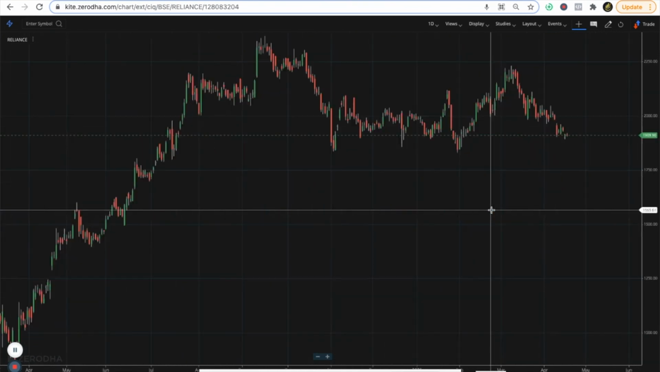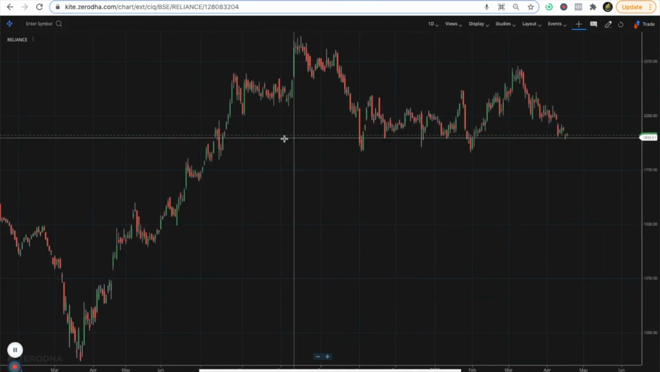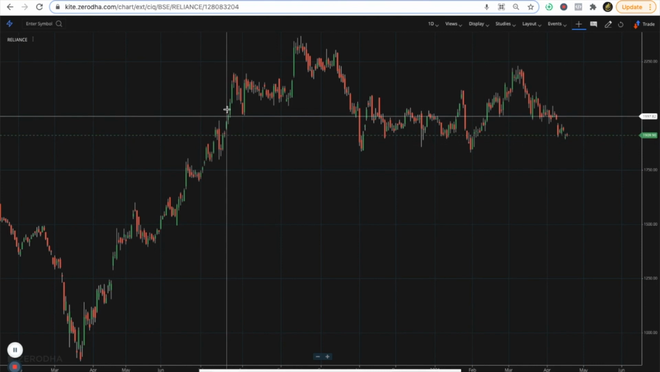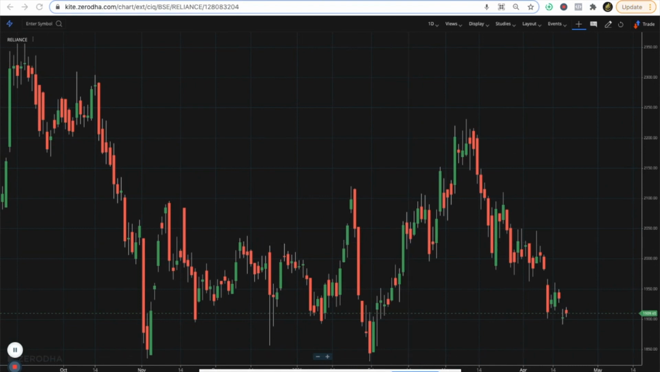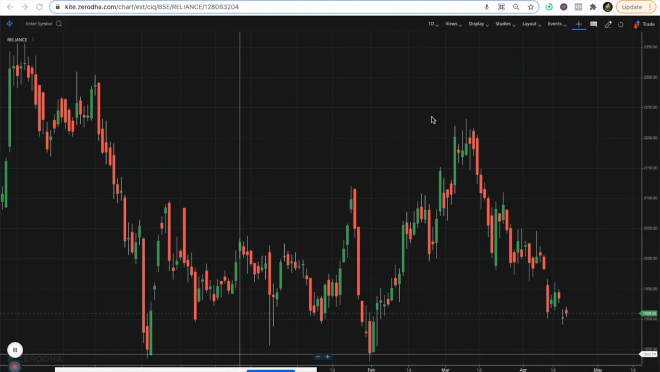See, if I start from here, I see that the market looks sideways. But if I'm specifically looking at the month of March, if I ask you, how has Reliance been behaving in the month of March? So what would you say? That's also sideways. No, in the month of March, if I specifically ask, it looks bearish. It looks like a downtrend if I specifically look at the month of March.